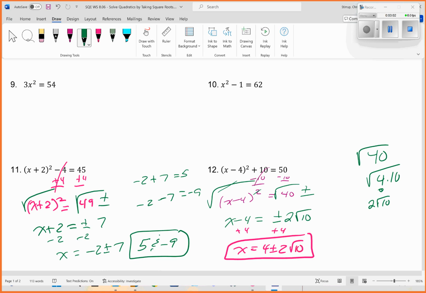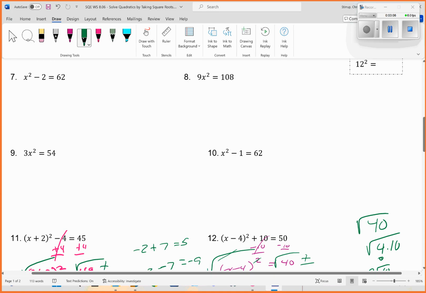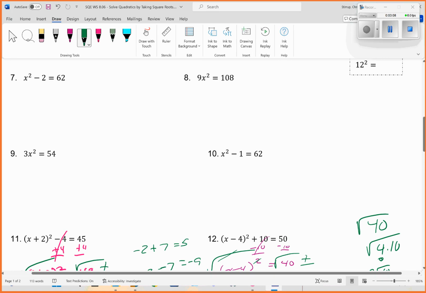8? Or 7. Pick one. 7. Let's do 8 because we did in the video. I did the odds. So I'll do 8. So that's x squared. And then check to see if 9 goes into 108. So 108 divided by 9 comes out to 12.